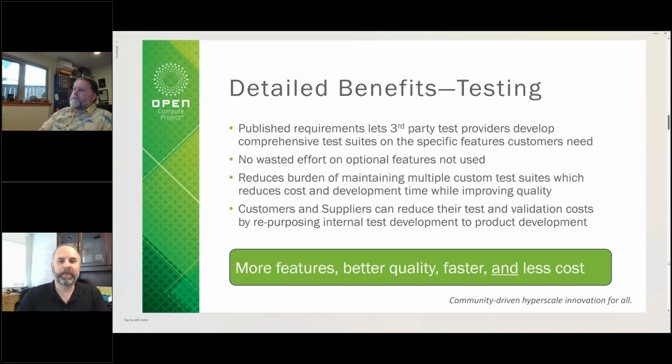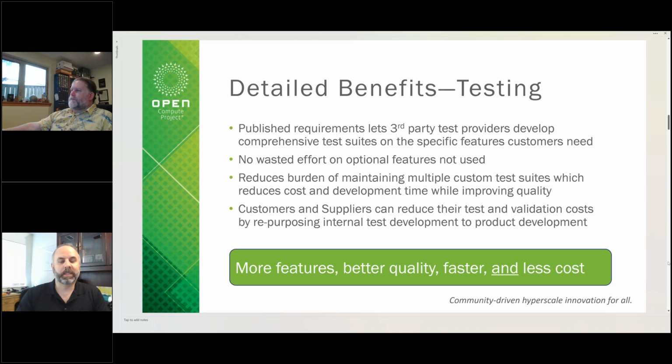So let's talk a little bit, circle back to testing, right? Testing is tough when it's all confidential, but with published requirements, now you have open source requirements that let third-party test providers develop a very comprehensive test suite, but on very specific features that the customers actually need. So they don't have to have this big bloated test suite that may have a bunch of features that aren't even used, so they don't have wasted effort developing that. That reduces their burden of maintaining either multiple custom test suites for different customers or a very bloated test suite, which should help reduce their cost and development time while greatly improving the quality of the test suite they can put out with focused test patterns.